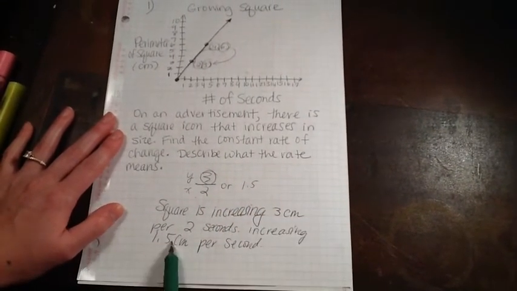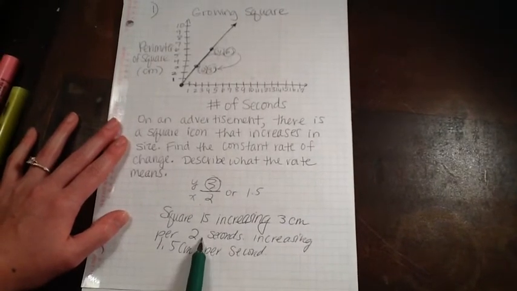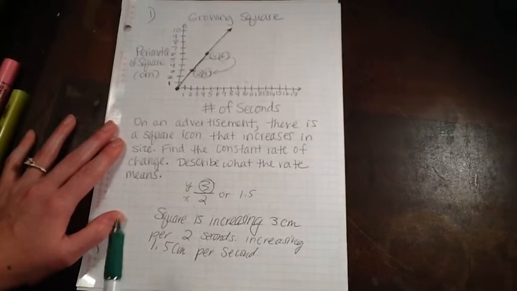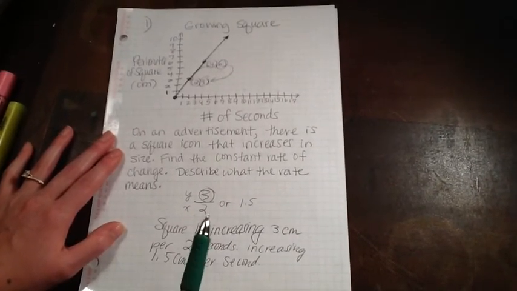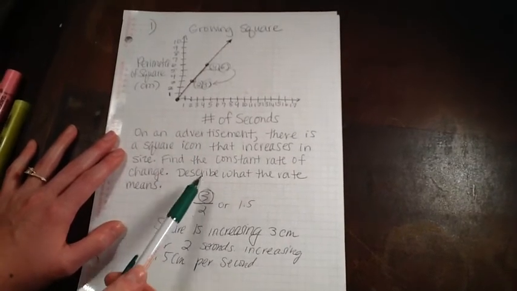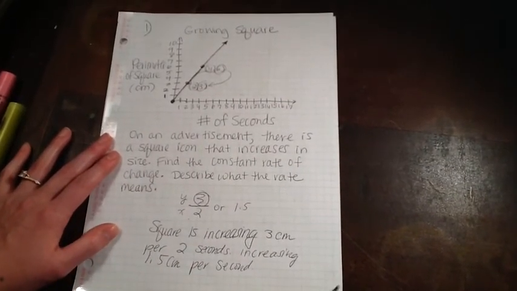So all I did to change it from 3 centimeters per 2 seconds to 1.5 centimeters per second was divide by 2 to figure out how much per second instead of per 2 seconds. So this is kind of an example of what I'm talking about when it says describe what this means, okay? Let's go ahead and look at another example.